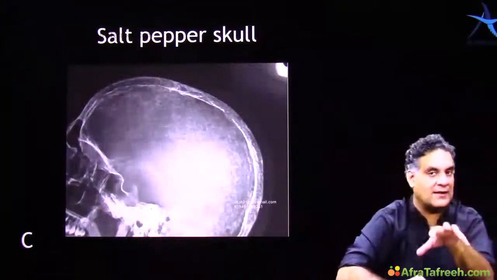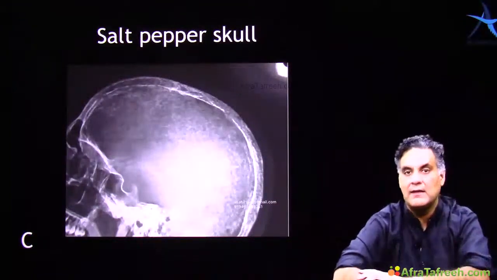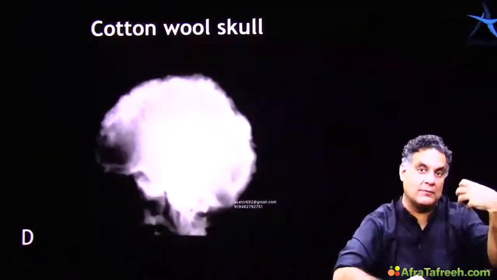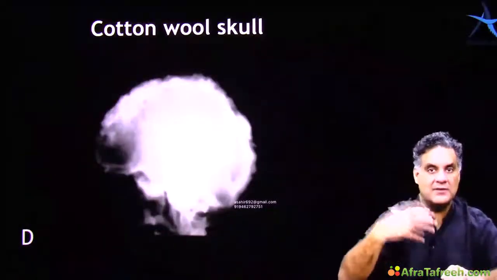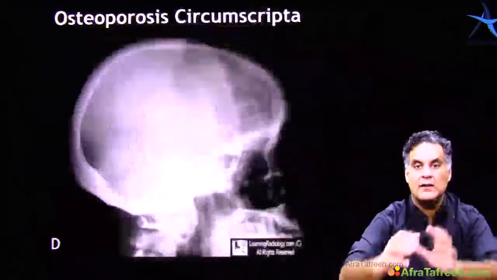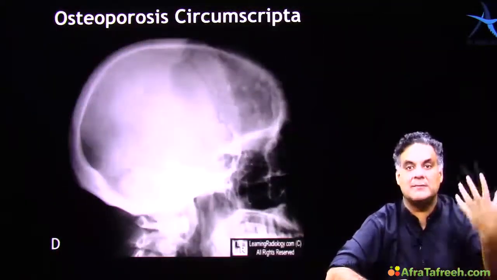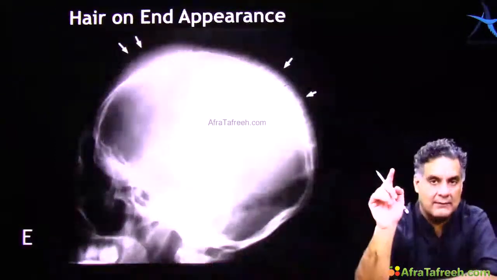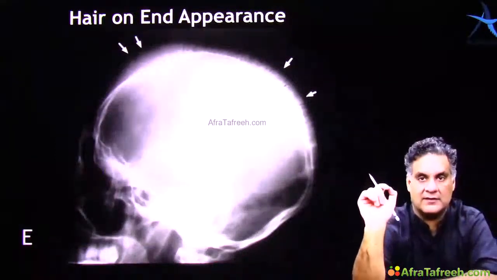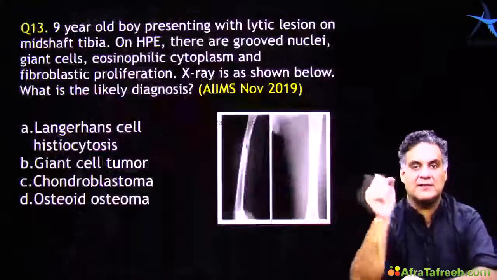It's just not a classical lytic lesion, but it has been grouped here because, unlike the classical osteoblastic lesion like cotton wool skull, which is seen in Paget's, or a large area of osteoporosis called osteoporosis circumscripta, again seen in Paget's, they can be hair on end appearance on the skull seen in hemolytic anemia like thalassemias.